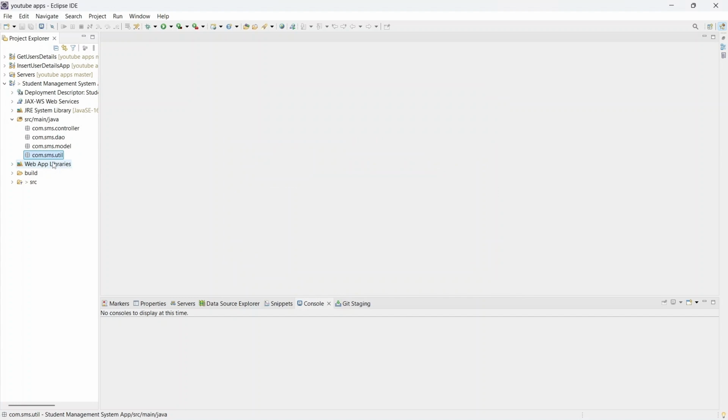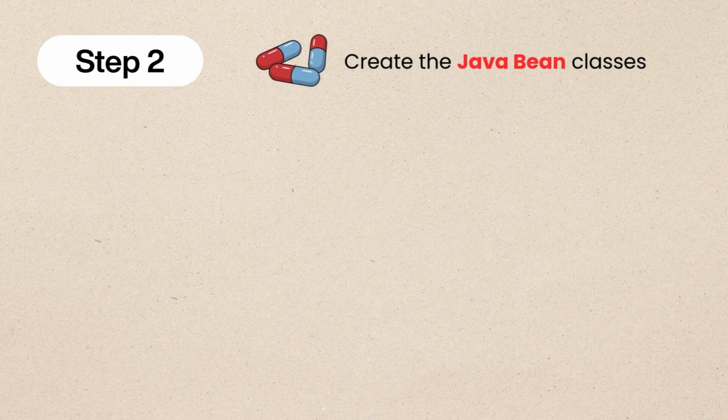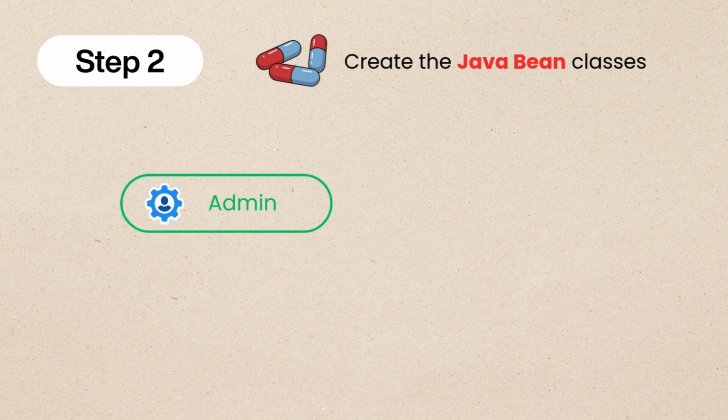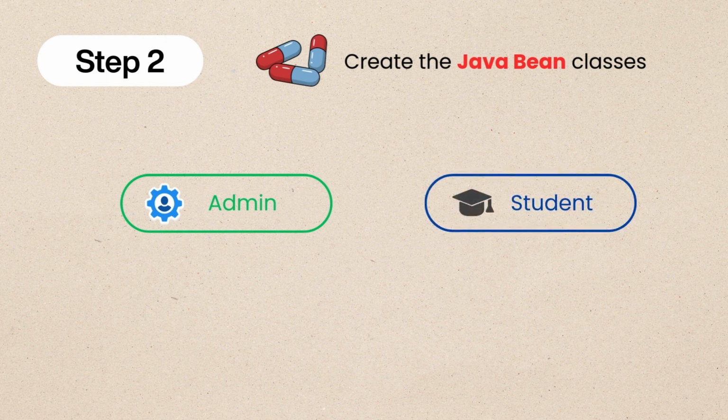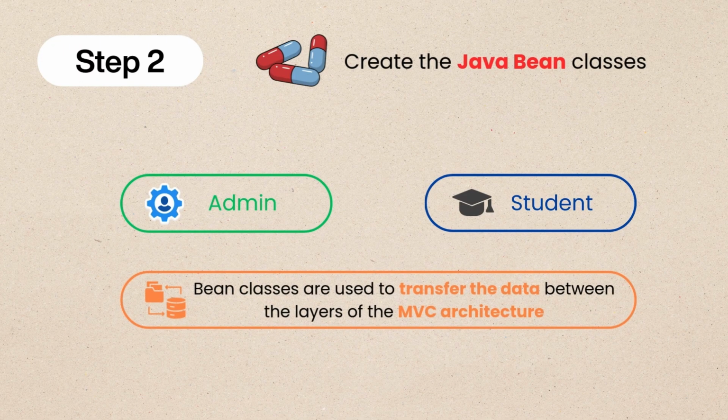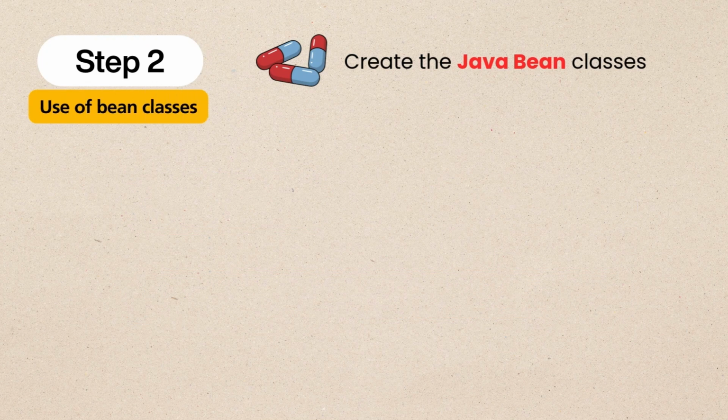We have created the required packages for our application. Step 2 is creating the bean classes. In our application, we need 2 bean classes, one for admin and another one for student. Bean classes are used when we transfer data between the layers of the MVC architecture. Let me explain this with an example.